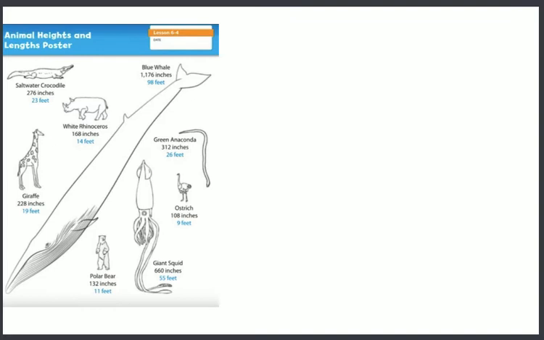All right, let's do one together. I want you to imagine the crocodile and the giant squid lying nose to nose. And we want to find the total length in feet of both the animals together.